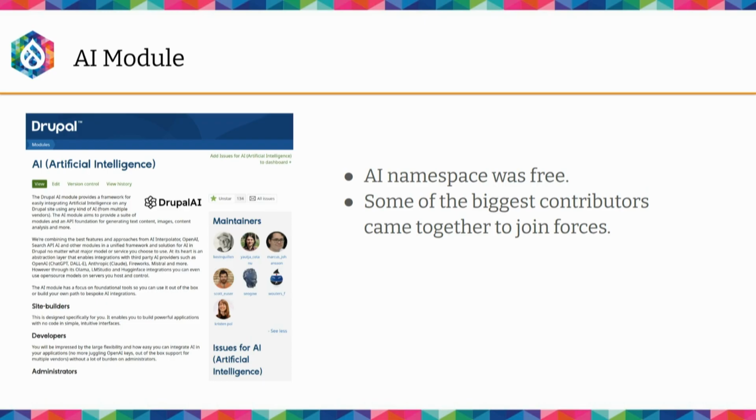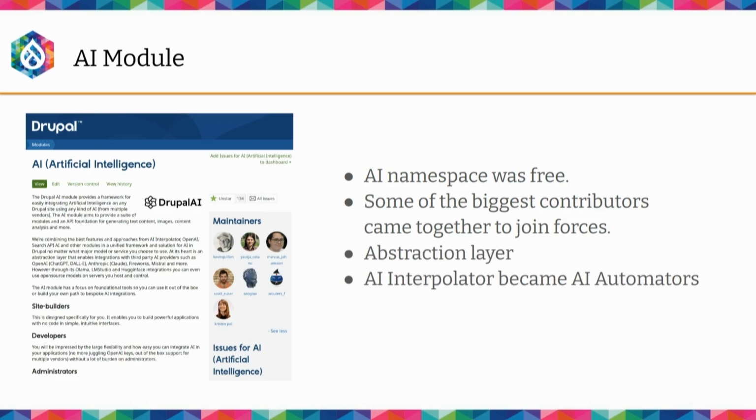So it's not just LLMs, it's text to image, image to text, text to audio, image classification. There's all these different things LLMs can solve that we try to abstract away. So we created the abstraction layer, AI Interpolator became AI Automators. It was a horrible name. I decided that name in like 10 minutes. It's actually extrapolating, so I'm not sure even where this name came from. I was a video engineer before, so that's maybe why.